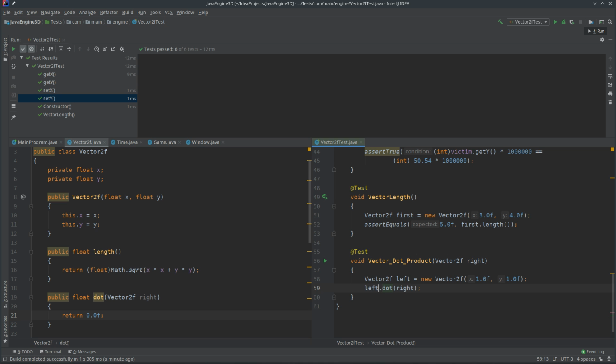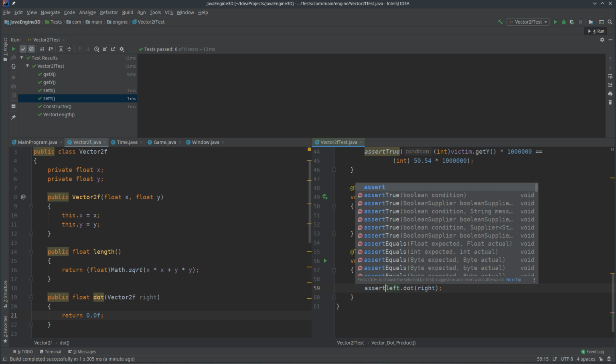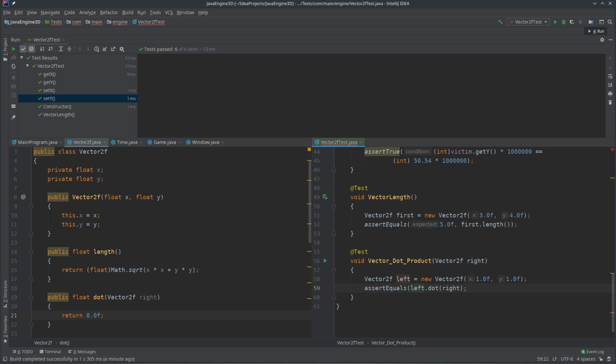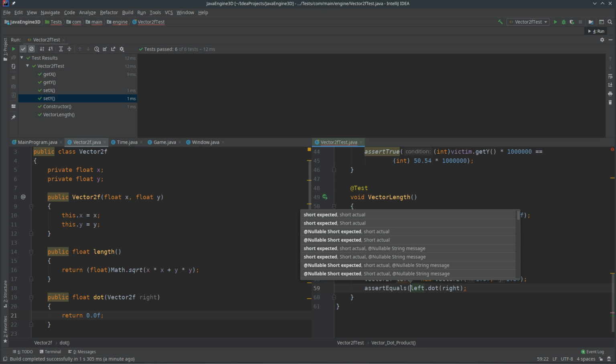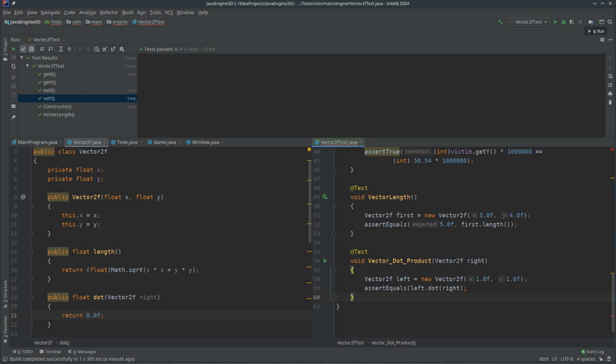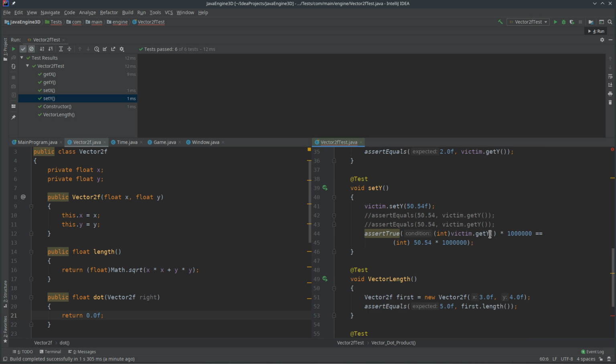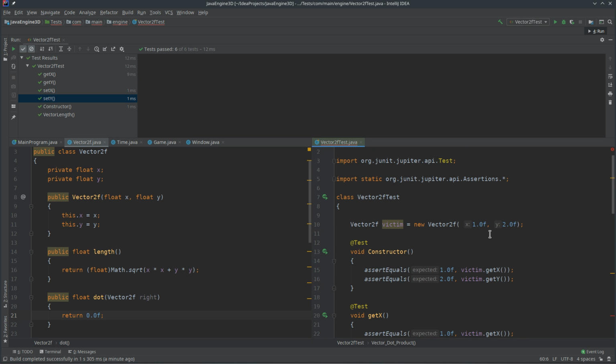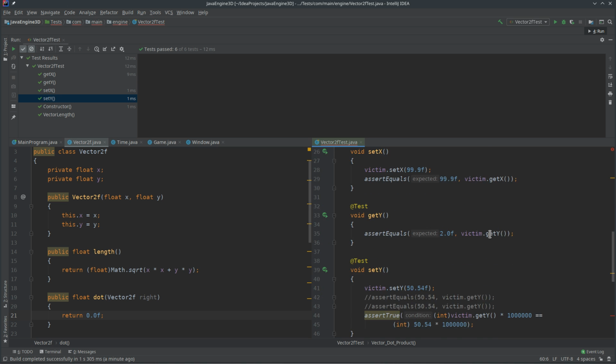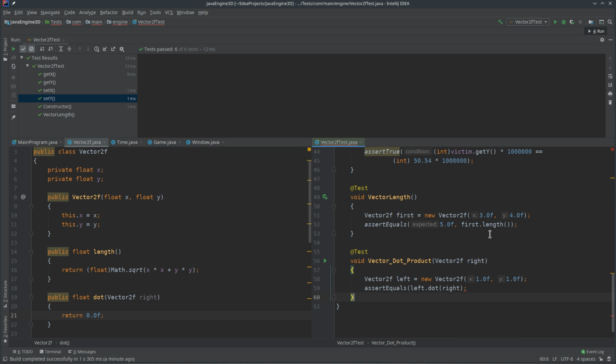Alright, I'm going to use assert equals. And I'm going to give it a value of, I don't know. I want to see what the numbers are. So I'll do this in my head. So it's 1 times 1 and 2 times 1. So it's 3.